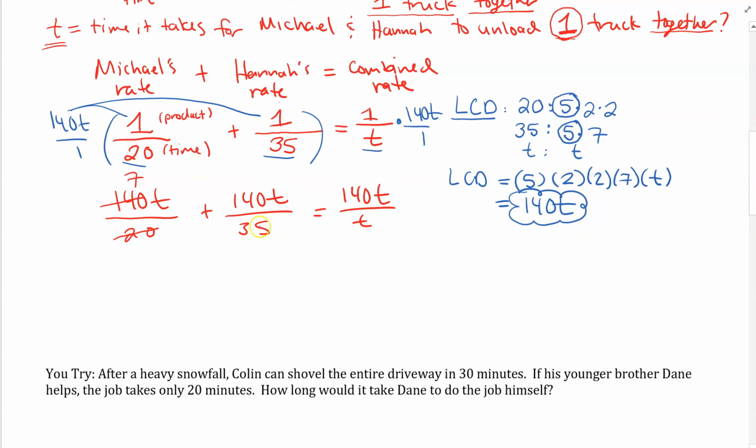And then 35 has a factor of 5 and 7. And 140 also has factors of 5 and 7. And it leaves behind 4 and a t. So I have a 4 and a t left here. And then on this fraction, the t's cancel. And I had a t left here as well. So I get 7t plus 4t equals 140 is what I get when I multiply all of the fractions by the LCD.